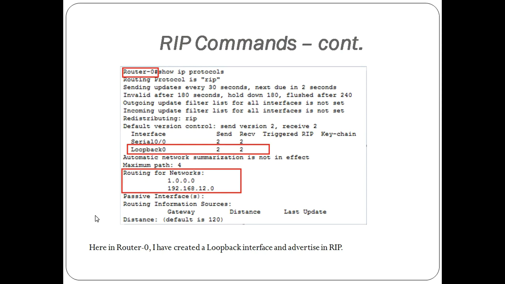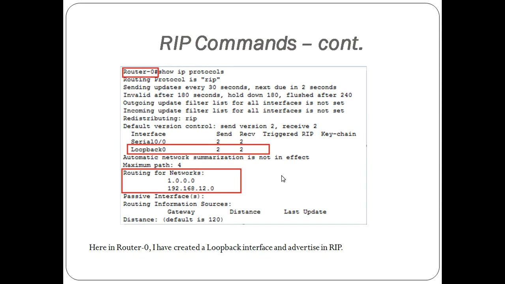Now we can look into router 0. Just make a note of it here. We have also advertised a loopback for version 2, loopback 0, and the IP over here is 1.0.0.0. From this router end, it will see only the classful routing, that is, only the 1.0.0.0 segment will be advertised.